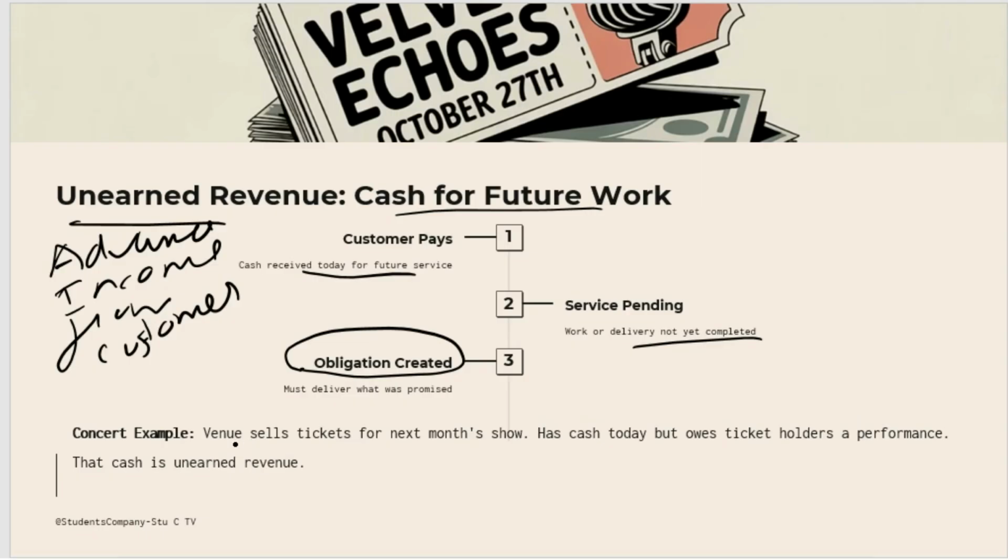For example, a venue is selling tickets for a show. It has cash today. It has collected money for tickets, but it owes the ticket holders a performance. Now they have to deliver the performance next month. You have already got money from the sale of tickets. So this is unearned revenue till the service is completed. Till the performance is over, it is unearned revenue. It will be considered as an obligation, and therefore it will be a current liability.